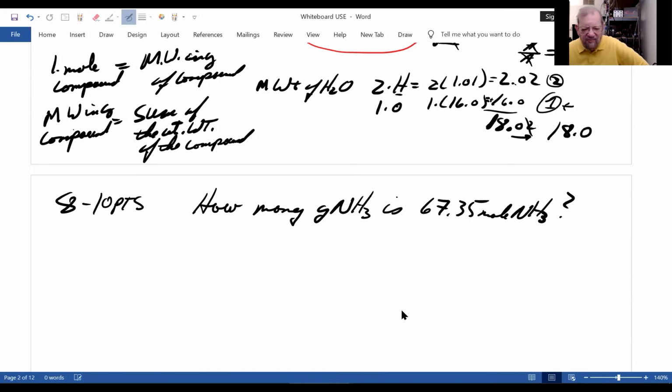How many grams of ammonia is 67.35 moles of ammonia? The atomic weights are something you can look up for yourself, but I'll give them to you: for nitrogen, 14.0, and for hydrogen, to 3 significant figures, 1.01. And it's your turn.